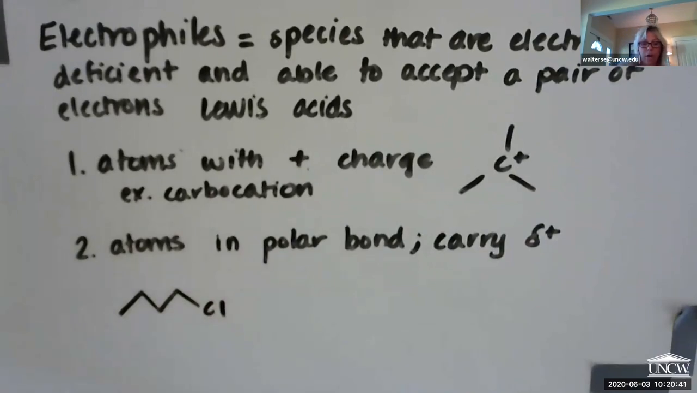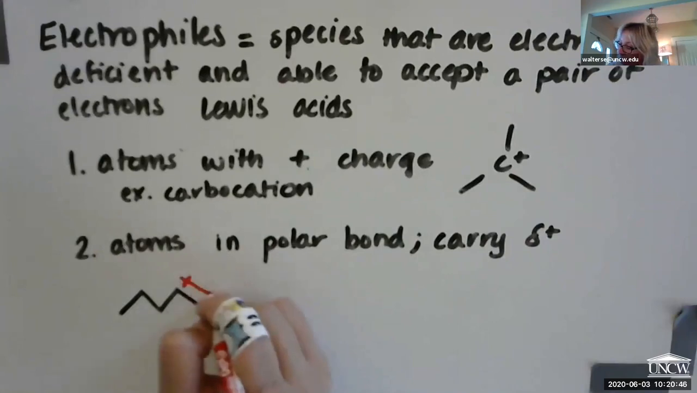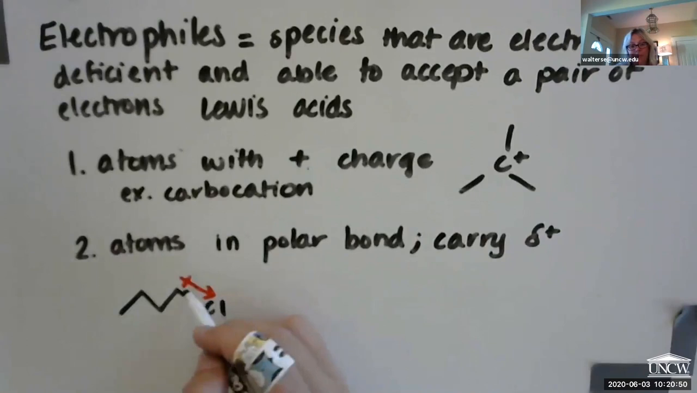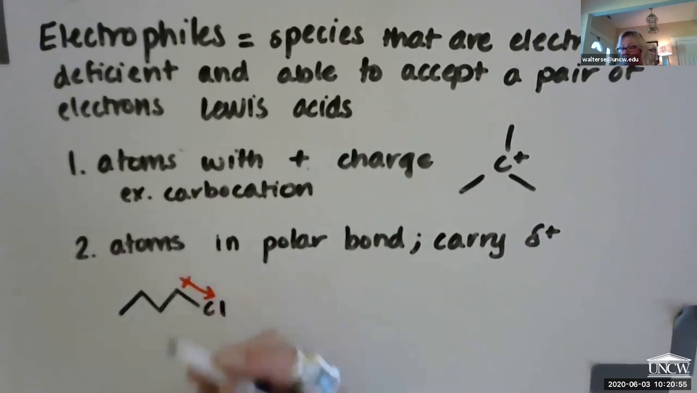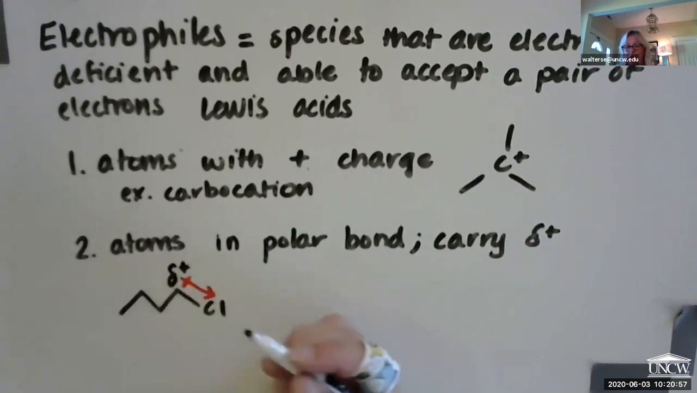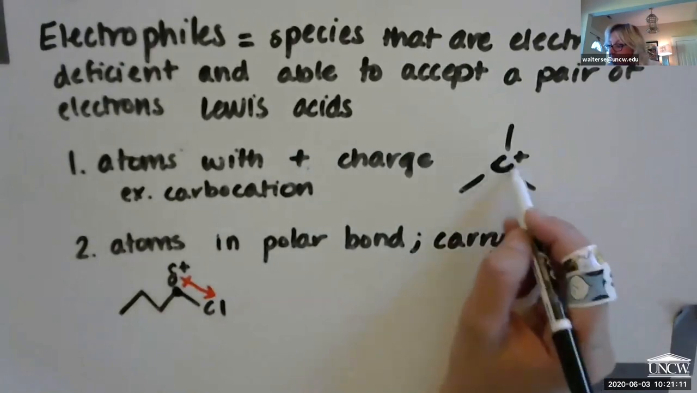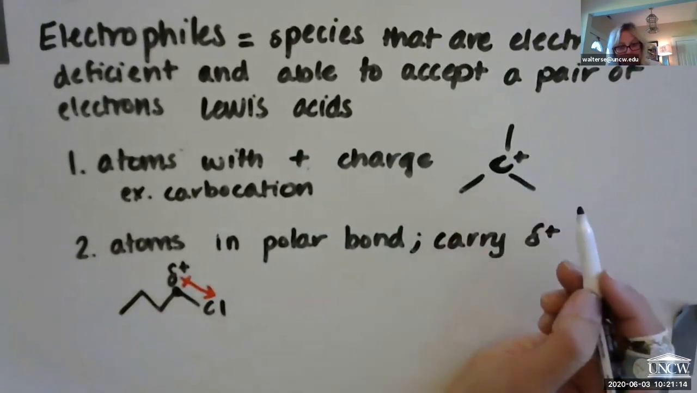So if we look at 1-chlorobutane, the carbon atom attached to the chlorine is in a polar bond, and the bond dipole is pointing towards the chlorine. So this carbon is partially positive. So if you had to pick on this compound where the attack would occur, it would occur on the carbon in the polar bond. In this case, it would be on the carbon carrying the partial positive charge.